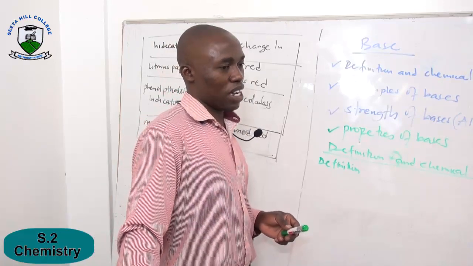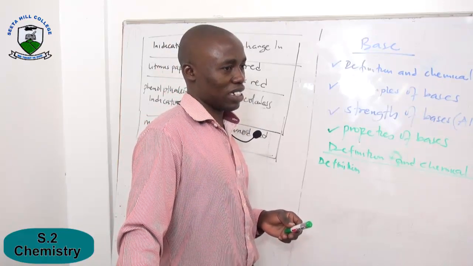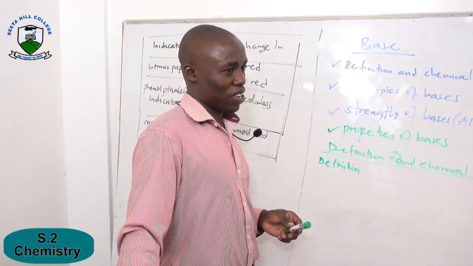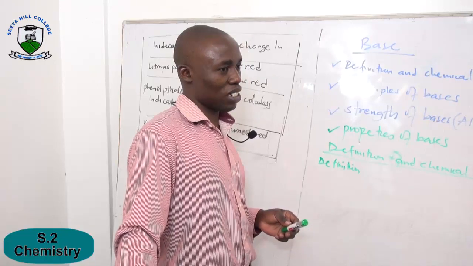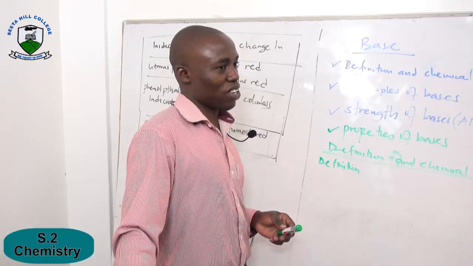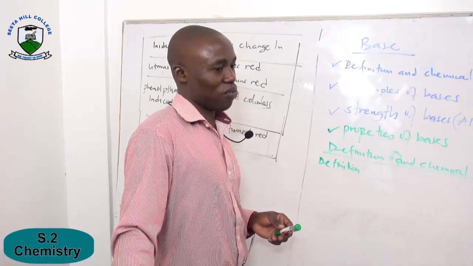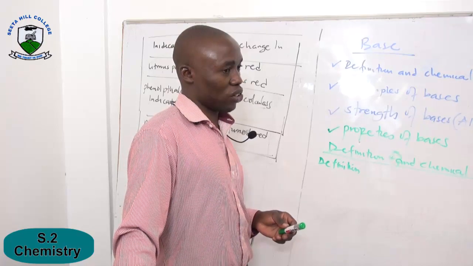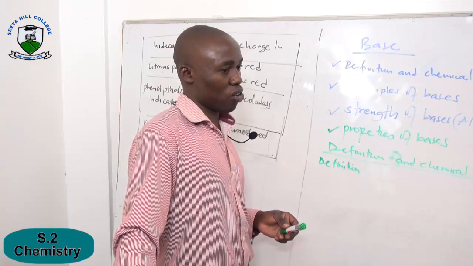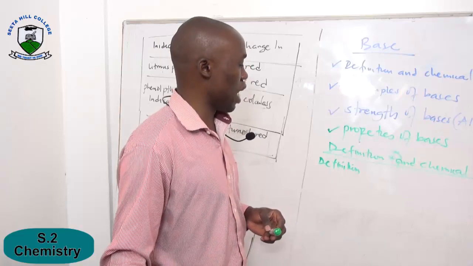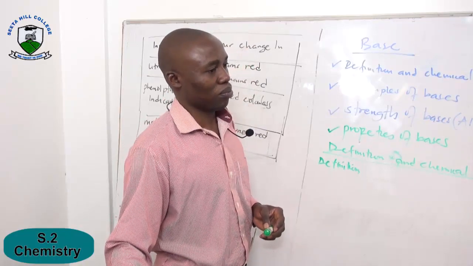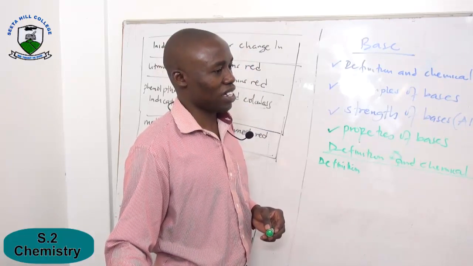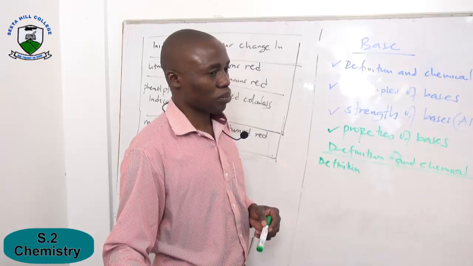And that type of reaction, what did we call it? What did we say a reaction between an acid and a base is called? Neutralization. Thank you very much. That means canceling the effect of one substance over the other. Okay, that's clear.